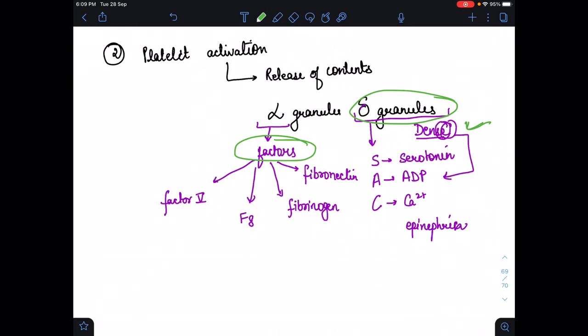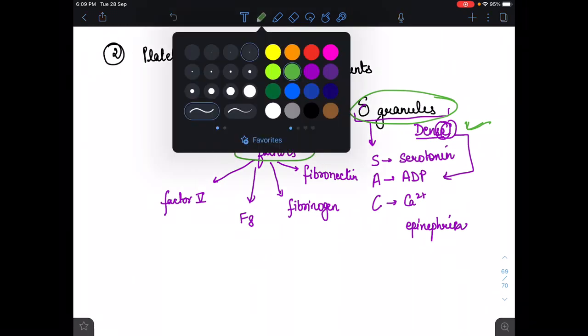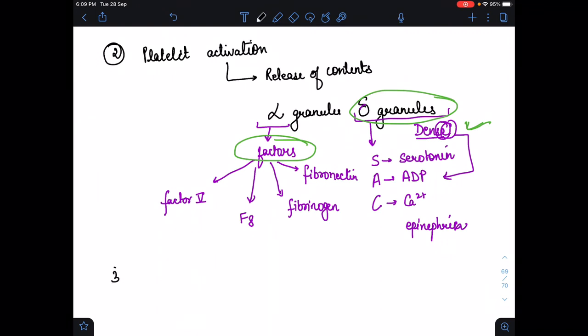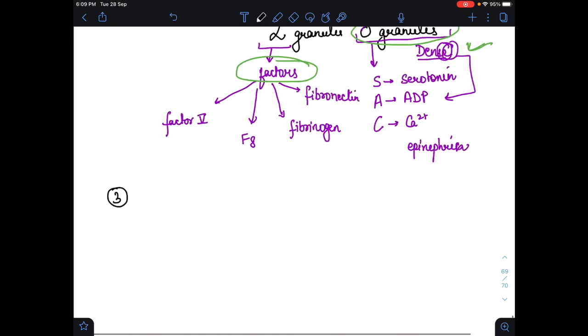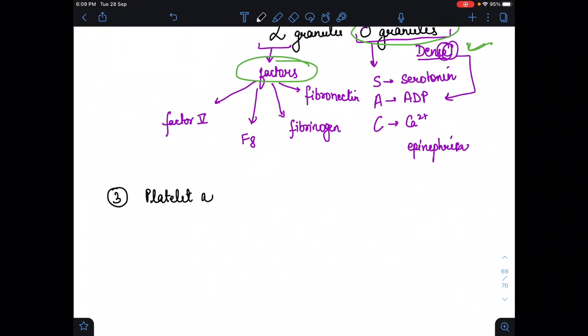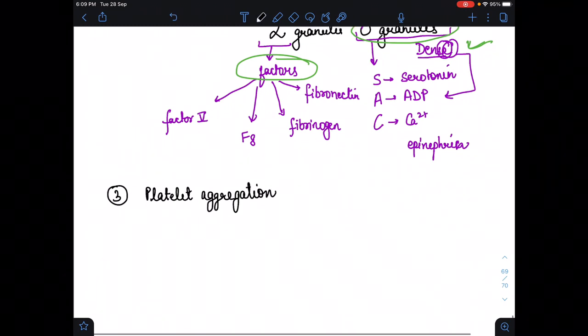After the activation of platelets, what will happen now? The third step is platelet aggregation, meaning a lot of platelets get aggregated there. After the platelet activation, platelet aggregation takes place. When the platelets aggregate, a lot of platelets get accumulated at a particular place.